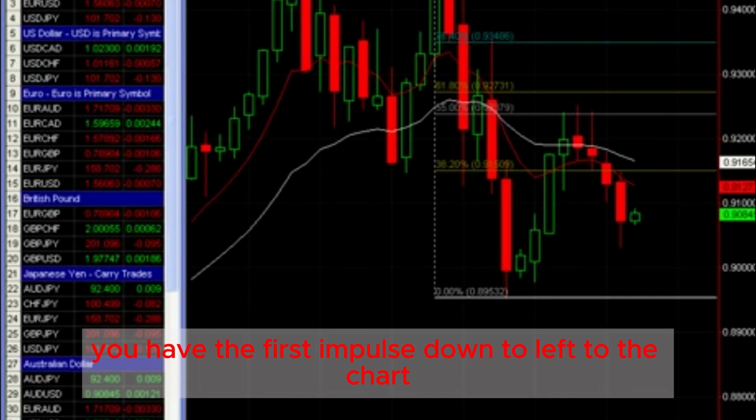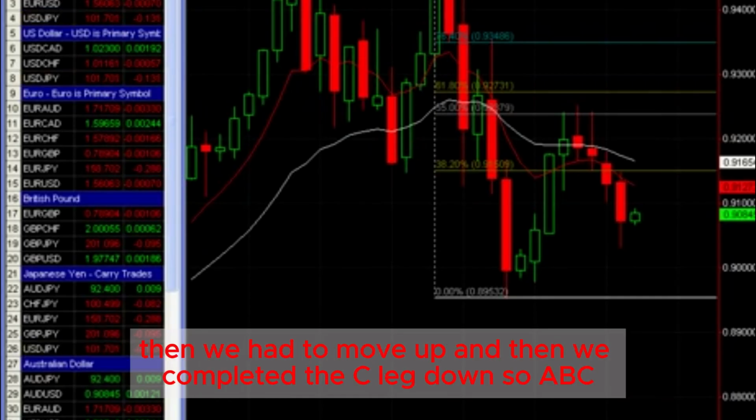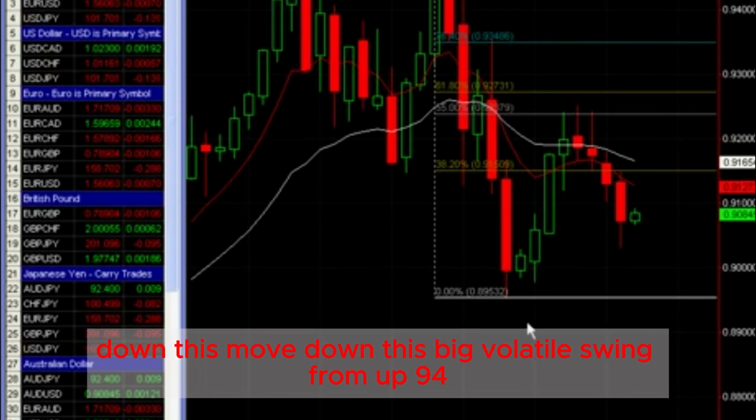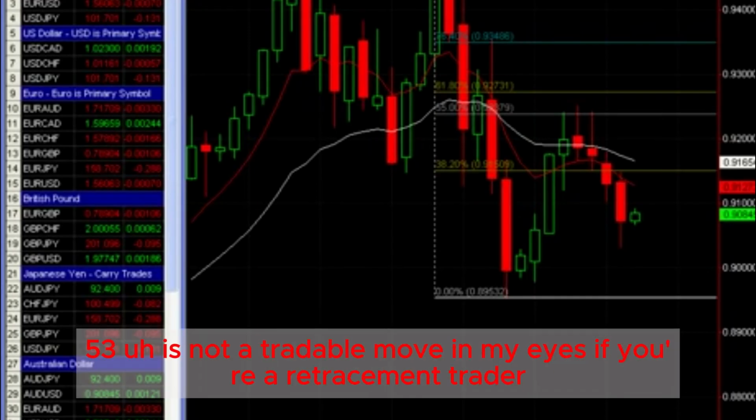You have the first impulse down to the left of the chart, then we had a move up, and then we completed the C leg down, so A, B, C. This is not Elliott wave, this is just pattern recognition. So down, up, down. This move down, this big volatile swing from 94.70 down to 89.53, is not a tradable move in my eyes if you're a retracement trader.